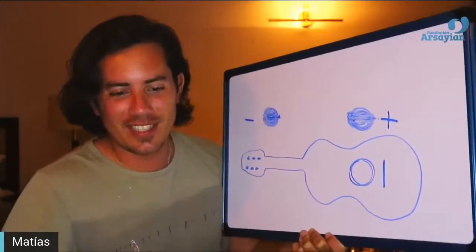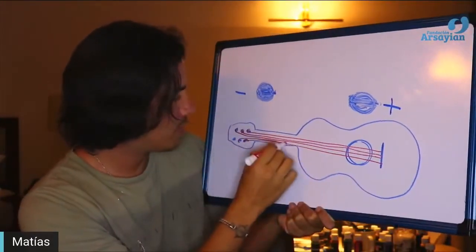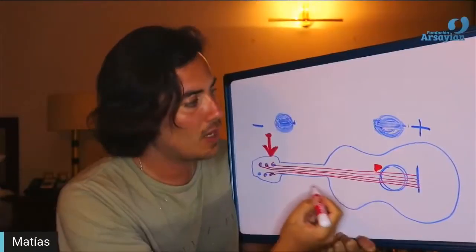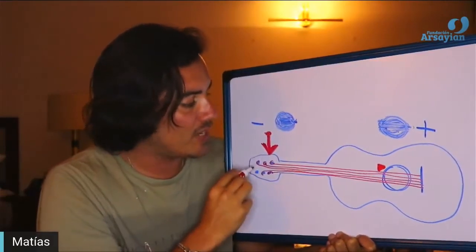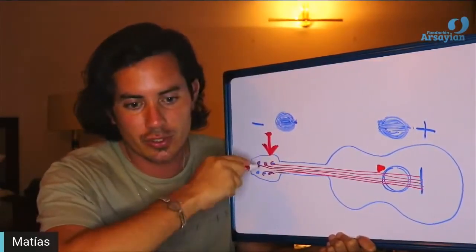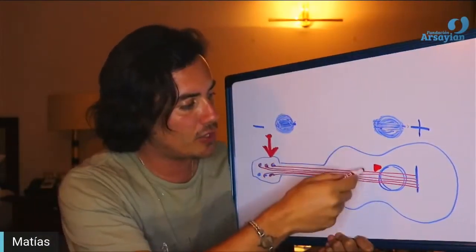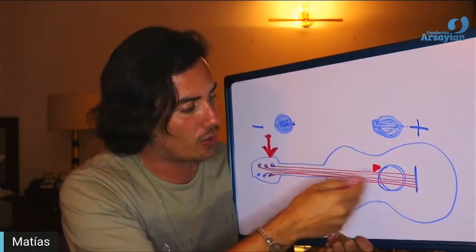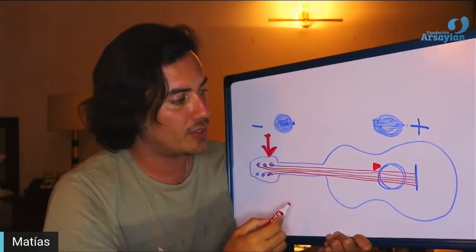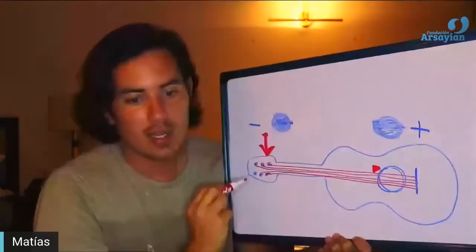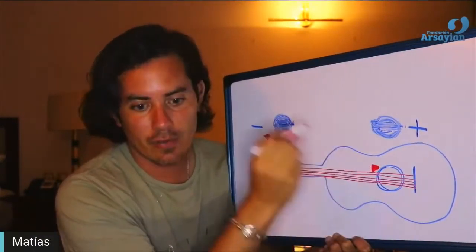I forgot how a guitar is, so kind of like this. So imagine like this. In this part here, we create the tension because we put tension on the strings. And this spot here is where you touch the chord, the string, to make the vibration. So in the negative we create the tension, and in the positive we create the vibration.